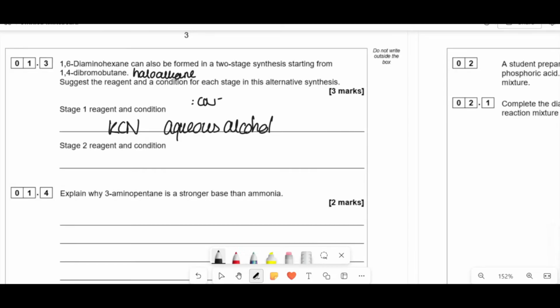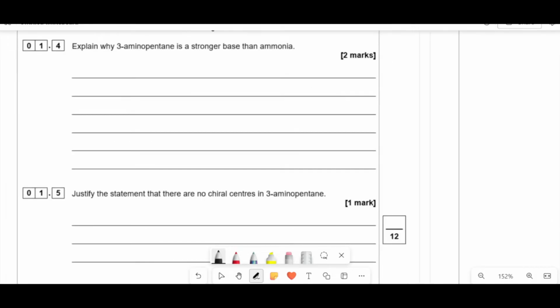So then it says stage 2 reagent and condition. Now we have this thing, instead of bromos, it's got this C triple bond N on it, like this. We want to turn that into an amine. We've got to reduce it. So what we do is we use H2 and a nickel catalyst as well. There you go.